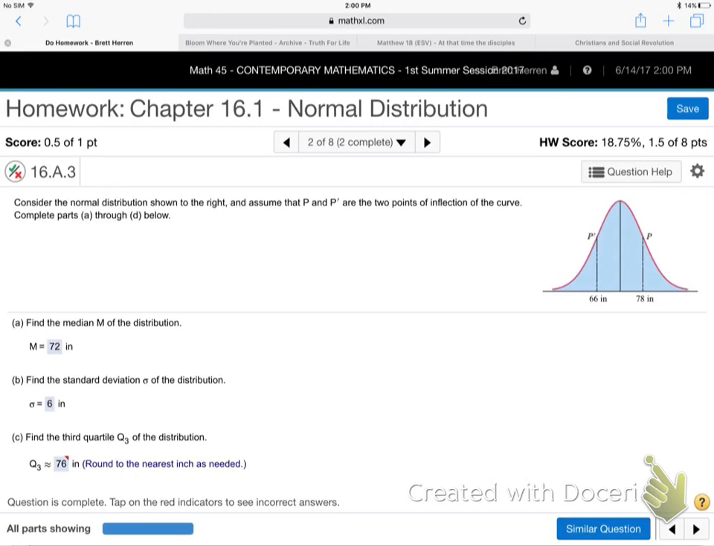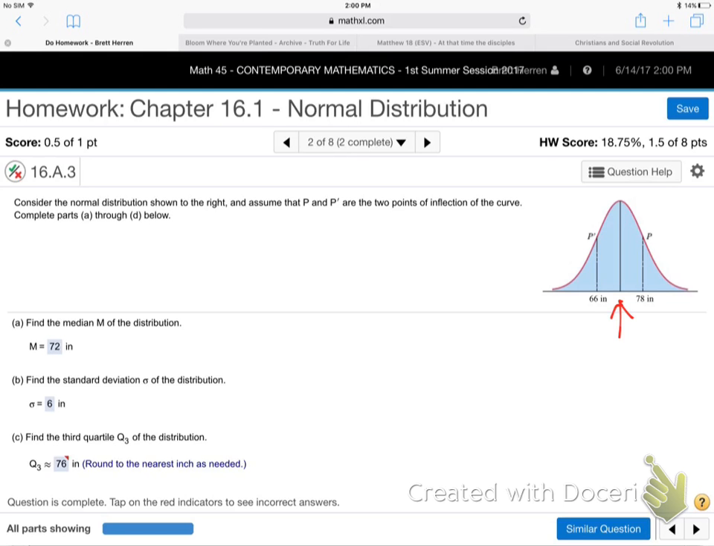Okay, so question number 2. Consider the normal distribution to the right and assume that P and P prime are the 2 points of inflection on the curve. First off, they're saying, what's the median, the middle? It's just the middle. Whether you call it mean or median, whatever, it's the middle. How did I find that? How do we find that middle right there? It's going to be right in the middle of those two numbers. How do you do that?